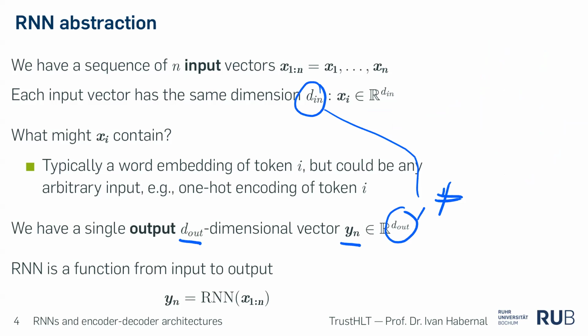And the recurrent neural network is basically a function from input to output, as with anything we're doing in deep learning. Here it takes a sequence of input vectors and produces a vector. Okay, any questions? Sounds good so far.